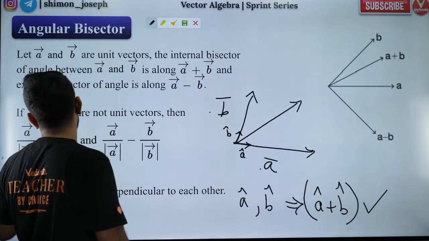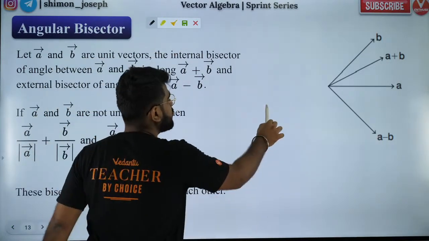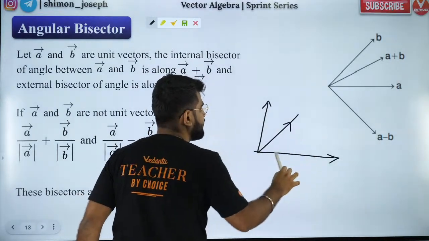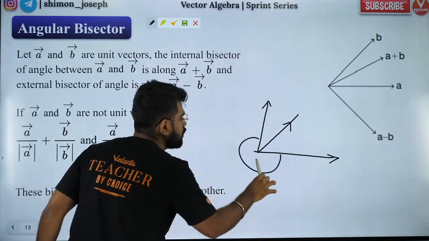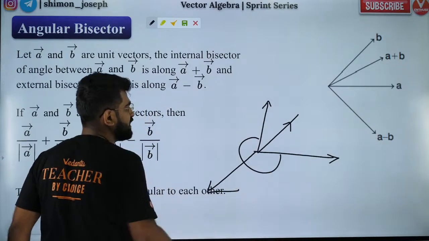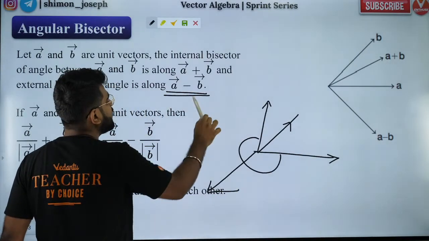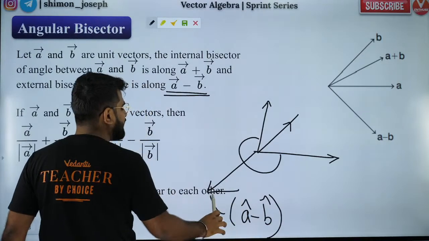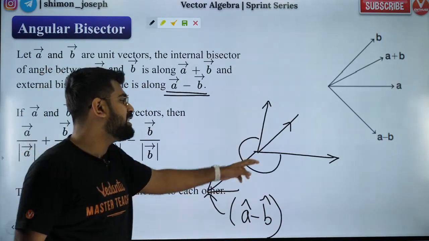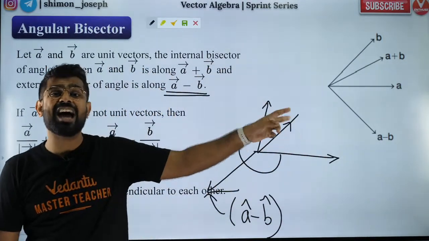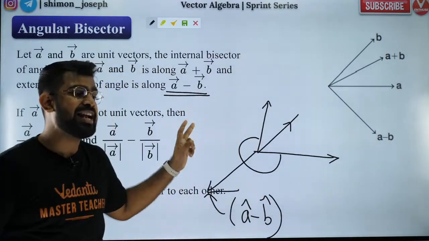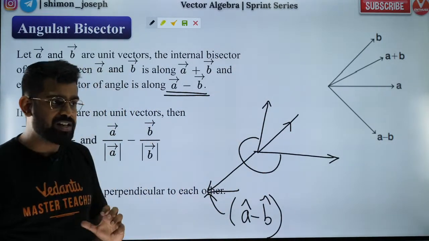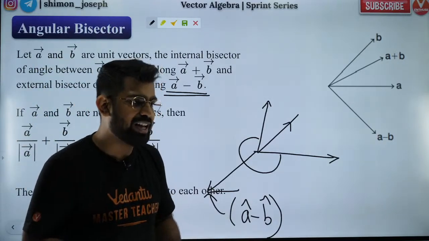So what is the other angle bisector? The other angle bisector is called the external angle bisector, because this is the internal angle bisector. So you have an external angle also, na? So that will be your external angle bisector. The external angle bisector will be given as A cap minus B cap. That will be the direction of the external angle bisector. The internal angle bisector will be A cap plus B cap. The external angle bisector will be A cap minus B cap. Are you all clear? Did you all like it?